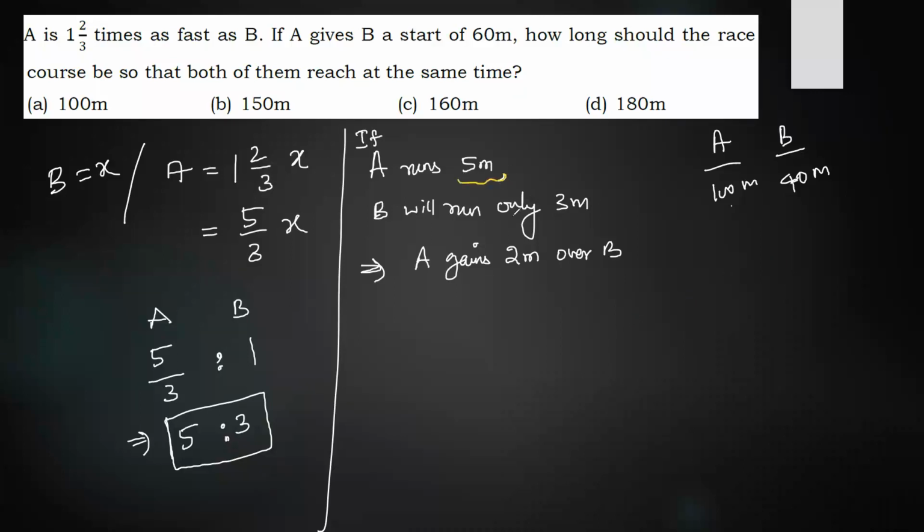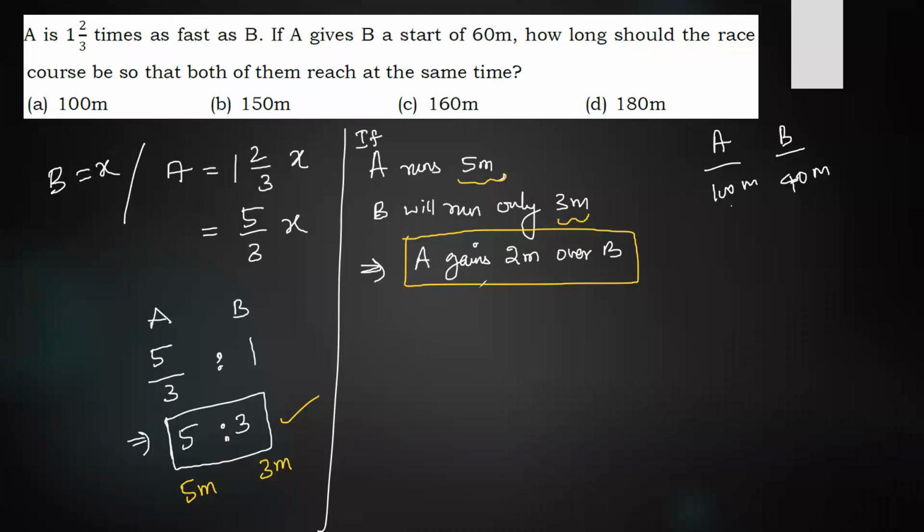If you have a doubt, please ask. Actually, is it clear up to this point or not? Okay, up to this is clear, right? So listen carefully. If it is a 5 meter race, B will run only 3 meters, right? So A gains 2 meters. This is the main point. A gains 2 meters. Charan, is it clear up to this or not?